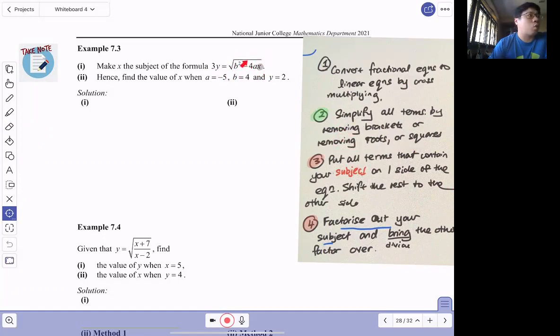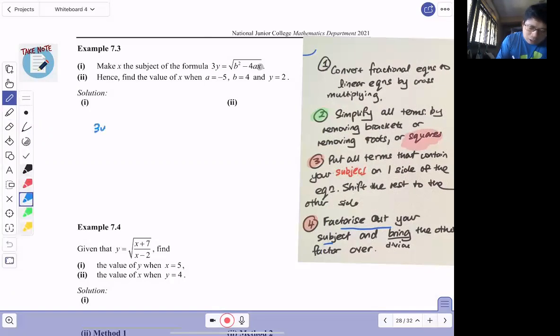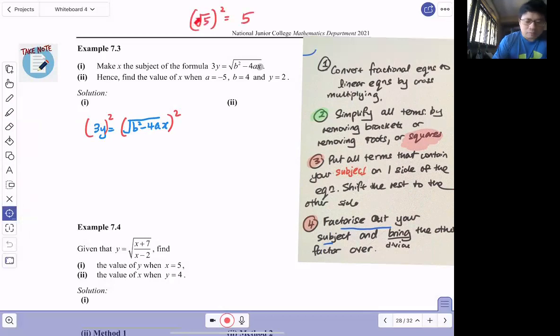How do I remove a square root? Very simple. I remove a square root by squaring both sides. This is tip number 2. 3y equals the square root of b square minus 4ax. All I have to do is square both sides. For example, square root of 5, then you square it, you get 5. The square root and the square cancel each other out. So the trick to removing a square root is we just do a square.